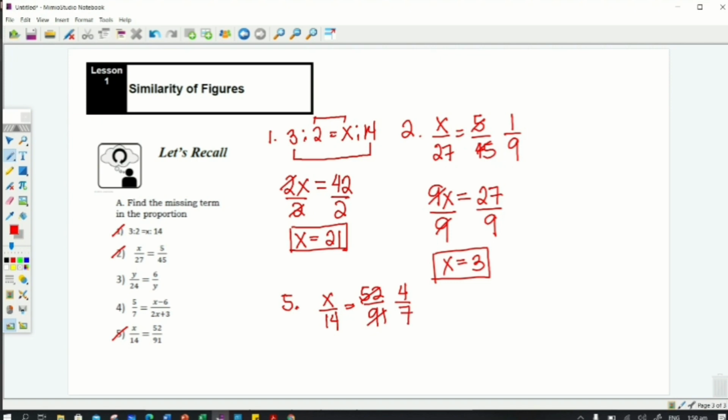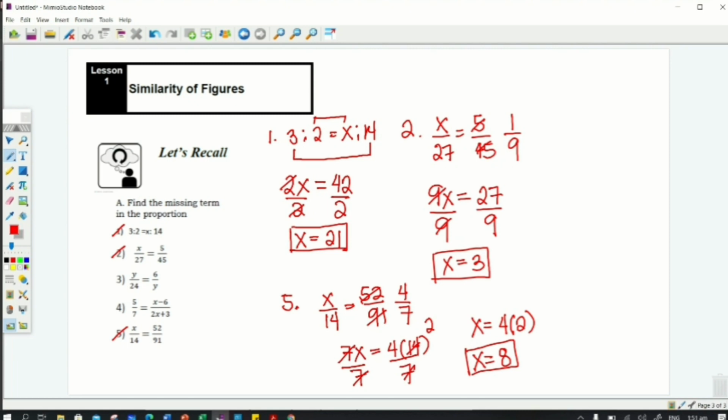Then we now apply cross product. I have here 7x is equal to 4 multiplied by 14. So I'll divide this by 7. Okay, cancel out. And then check natin: 4 times 14 all over 7. We can divide 14 and 7. So 14 divided by 7 is 2. What is left now is x is equal to 4 multiplied by 2. And what is 4 times 2? The value of x in problem number 5 is 8.